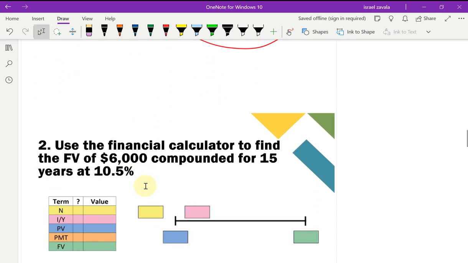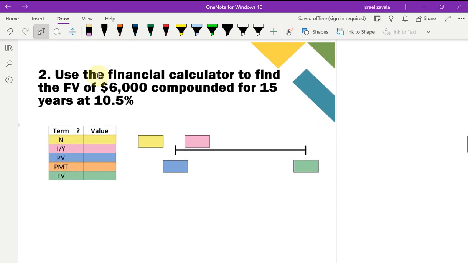It won't be too much more difficult, okay? So use the financial calculator. Let's grab our highlighter, okay? To find the future value of $6,000 compounded for 15 years at 10.5%. So what is the question? Find the future value. It's a little redundant here because they're all future value, but if you get into the habit of doing this, asking what the question is asking, then when we get into much more complicated time value of money questions, it'll be easy to identify, right?